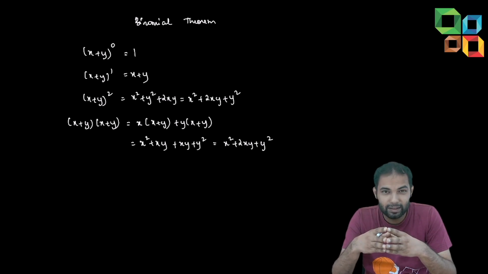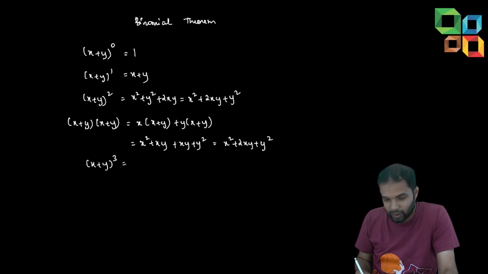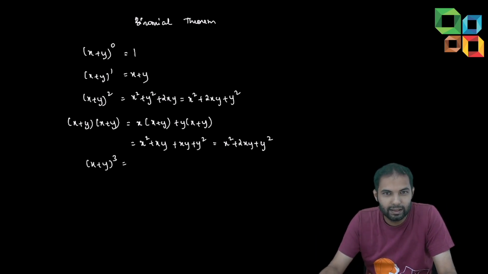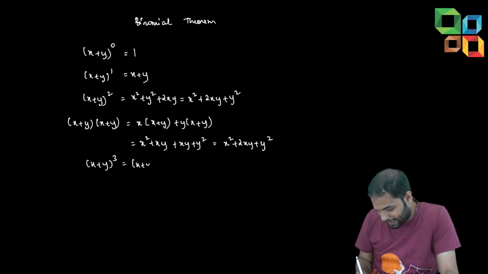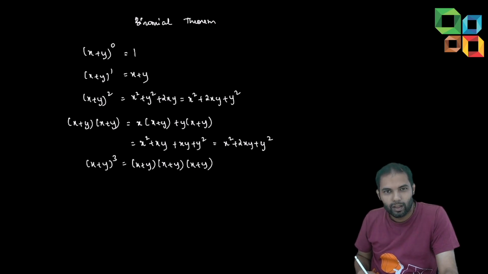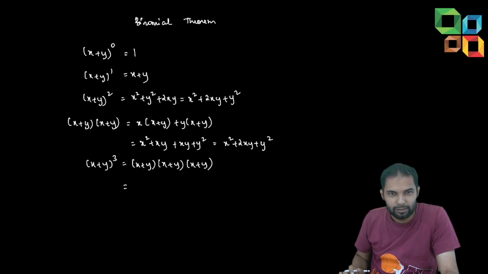Now, what about x plus y whole cube? Many of you might already know this, but let's try to find out. Let's not keep it as a formula. Let's try to multiply and figure out what this value is. There are two ways we can multiply. Either I can multiply from scratch, taking this as x plus y into x plus y into x plus y. If I do that, how do we multiply three binomial terms?